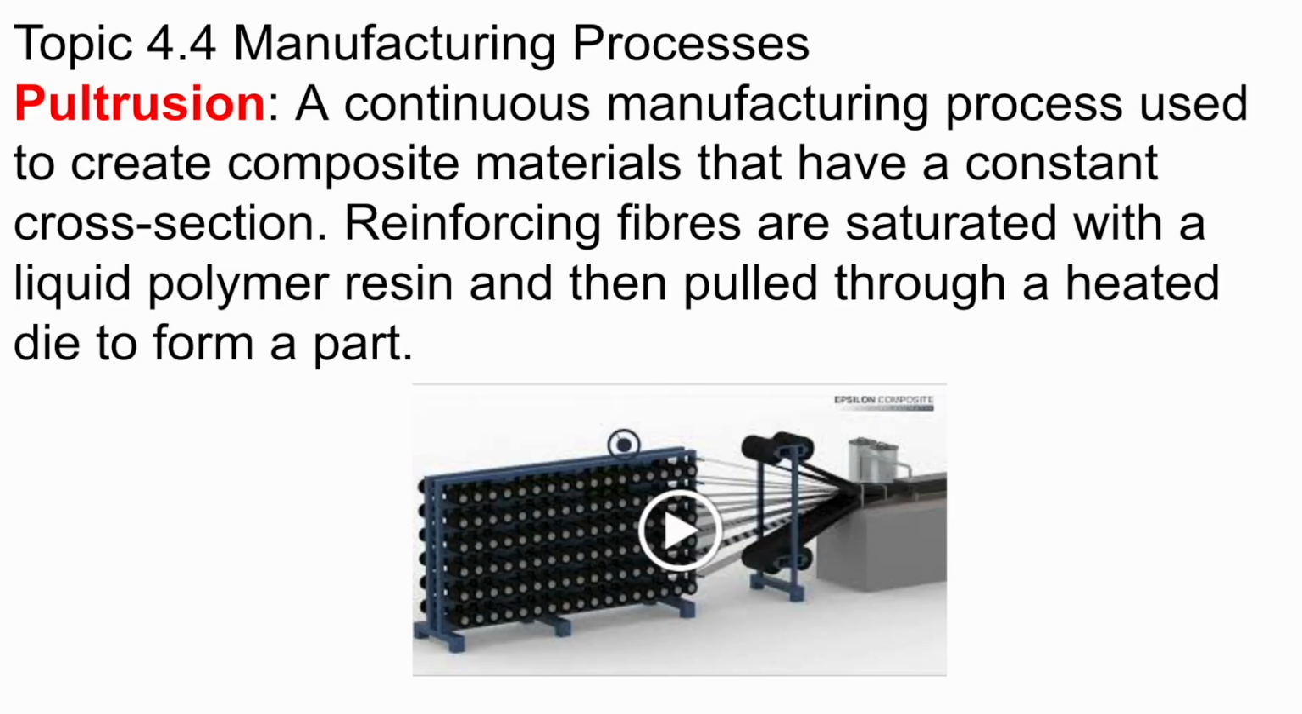Pultrusion is a continuous manufacturing process used to create composite materials that have a constant cross-section. So reinforcing fibers are saturated in a liquid polymer resin and then pulled through a heated die to form a part. And this is a video that shows you that process.